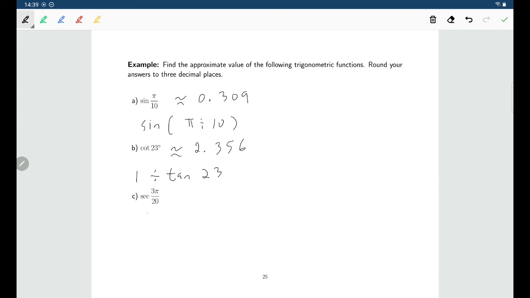And for the last one, secant of 3 pi over 20, so we're talking radians. So first make sure that your calculator is in radians mode. And for secant, that is the reciprocal of cosine, so I would enter 1 divided by cosine, left bracket, 3 times pi divided by 20, close my bracket, and I get approximately 1.122 and thereabouts, so about 1.122.